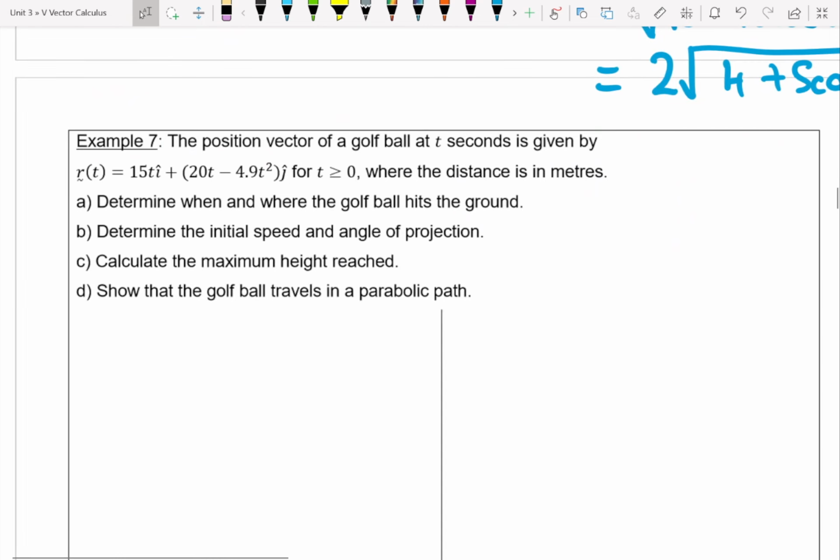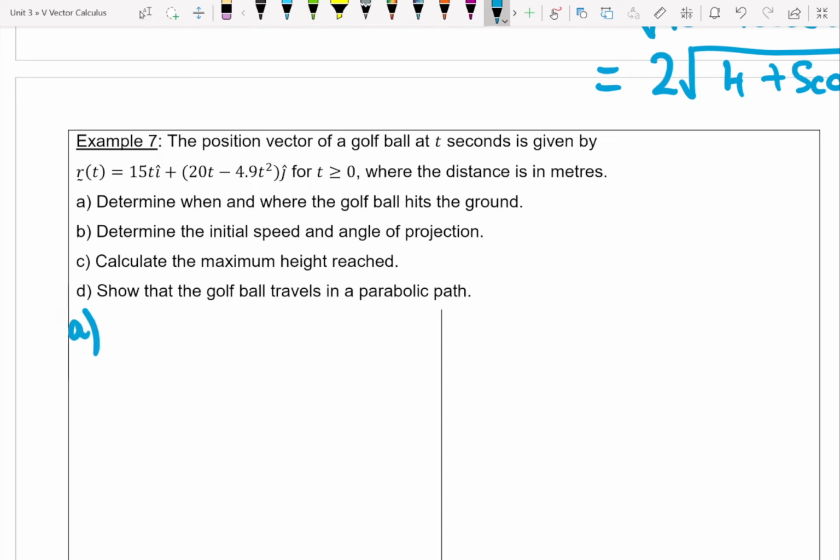So let's take a look at the next example. This is an application of what we've just looked at. The position vector of a golf ball at t seconds is given by that function there, where the distance is in meters. Determine when and where the golf ball hits the ground.